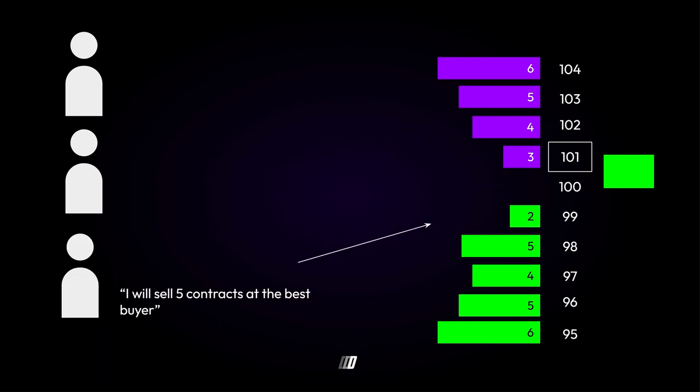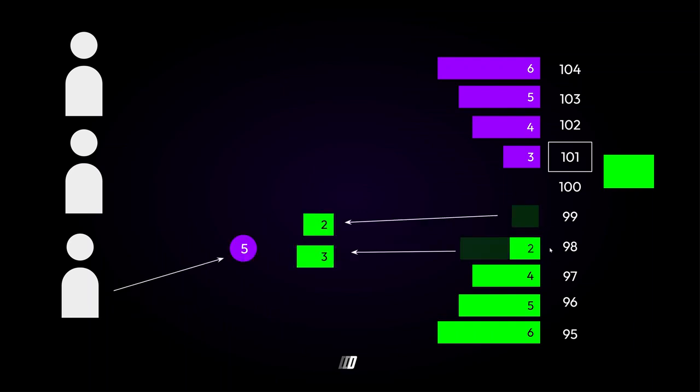Now a seller finally comes and says, hey, I will sell 5 contracts at the best buyer. Well, who's the best buyer here? This guy. 2 contracts at 99. Well, he wants 5. Who's the next best buyer? Here. Okay, so I'm going to buy some here and some here. Yep. That is called slippage. Right? Probably heard about it.